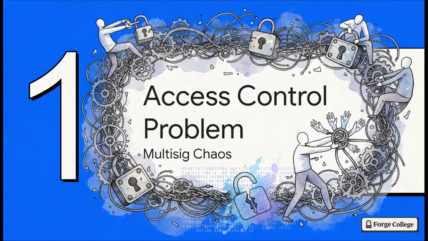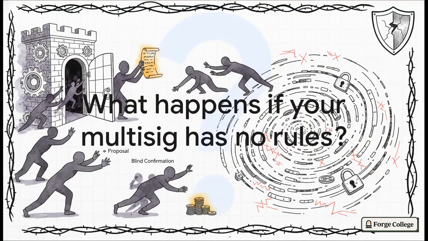Total multisig chaos. Okay, so you built a multisig where transactions are proposed and confirmed. That's fantastic. But here is the massive hurdle you face immediately after. What actually happens if your multisig has 0 rules? I mean, if anyone can just walk right through the front door, literally any random blockchain address could propose draining your funds. Or worse, they could try to blindly confirm a malicious transaction, like an annoying party crasher.